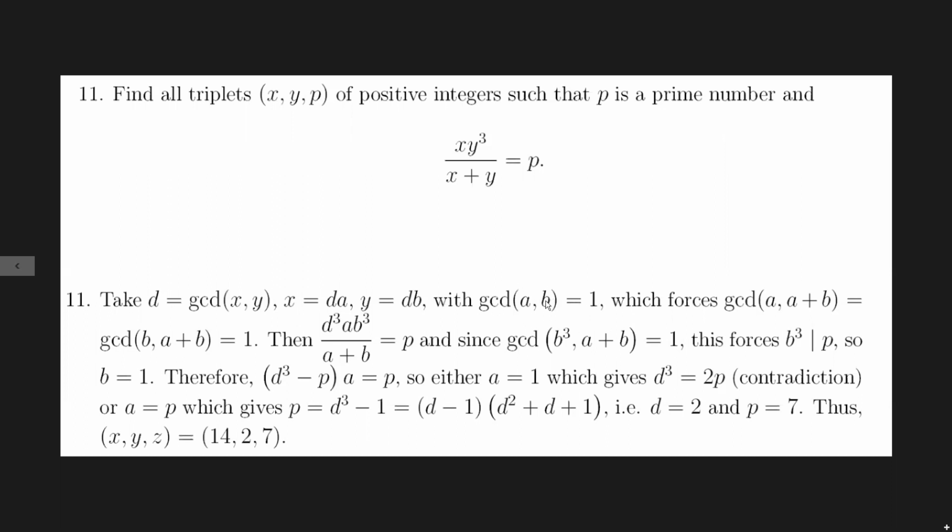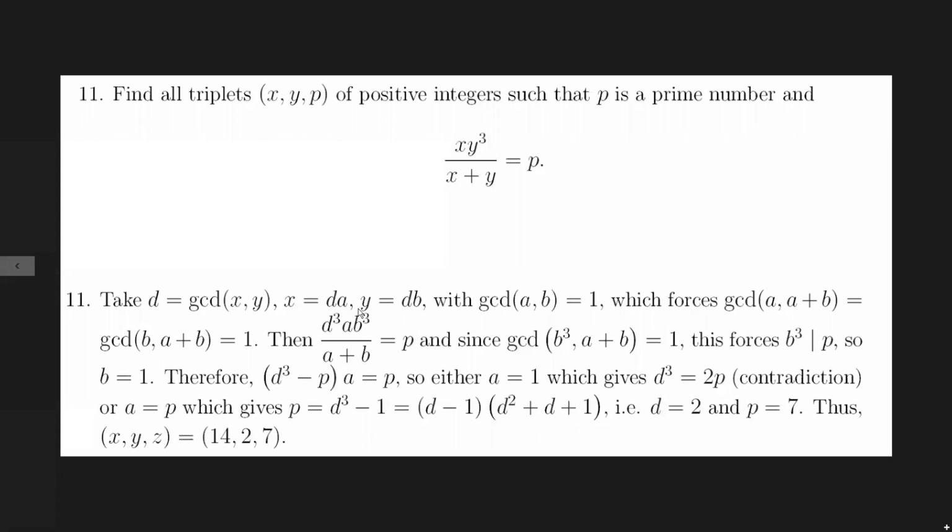Now, one thing to note, if the GCD of A and B is 1, then adding A to this doesn't affect the GCD. So the GCD of A and A plus B is also 1. Similarly, the GCD of B and A plus B is also 1. Because if something divided both of these, it divides A plus B and it divides B, so it divides the difference, which means it would divide A and you will get a contradiction.